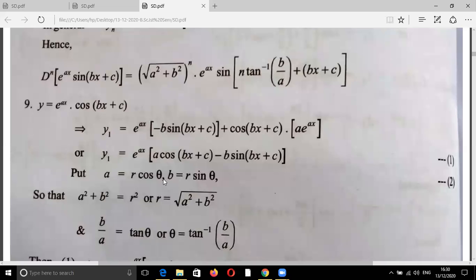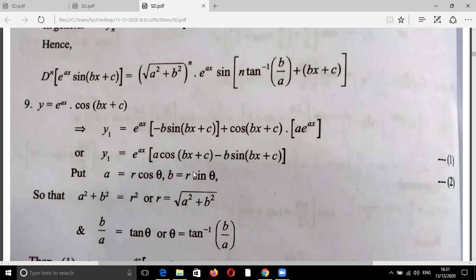Here also this follows the previous one. y is equal to e to the power ax into cos(bx plus c), then you have to get the nth derivatives. Here also the same format, but the compound angle format differs here. y1 equal to e to the power ax, we are differentiating this. First e to the power ax into, if you differentiate this, we get minus b sin(bx plus c). And here, first, our product of two functions you are applying, cos(bx plus c) into e to the power ax, if you differentiate, you will get this. Now from these two components, you can take e to the power ax as common and you are writing.